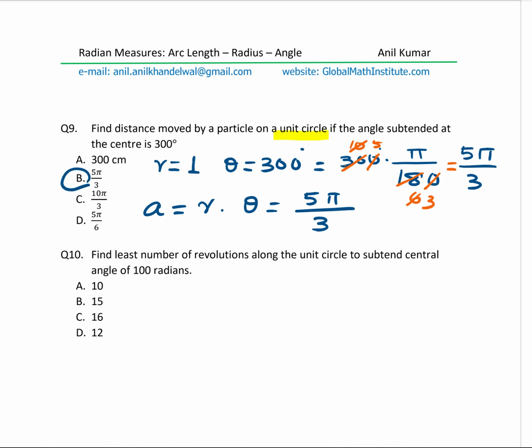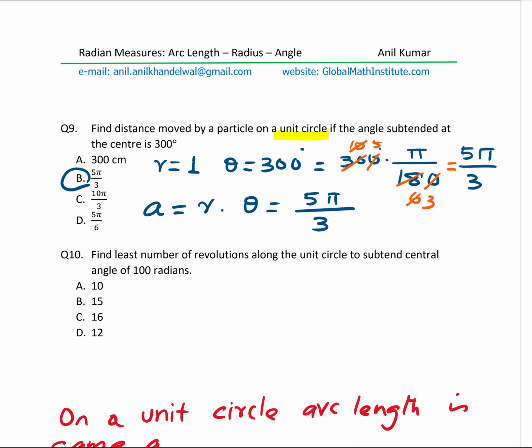So what you've learned here is that on a unit circle, arc length is same as angle in numbers, right? The units are of course different. Arc length will be in this case in centimeters or units of length, right? Okay, so I hope you got the concept. That is how we are going to do it.